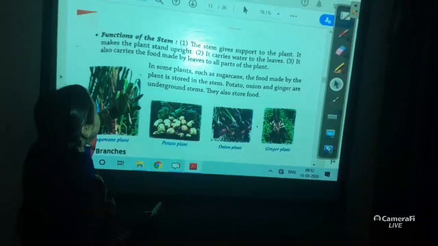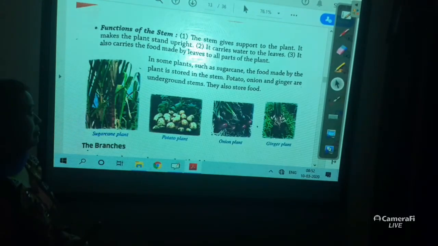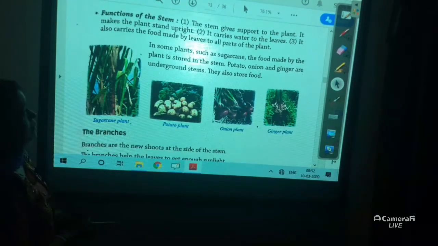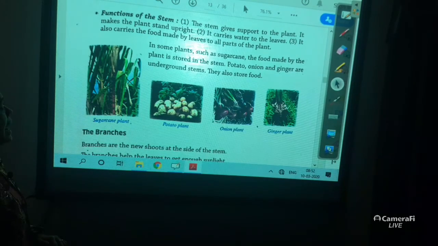Now we will learn the function of the stem. Number 1, the stem gives support to the plant. It makes the plant stand upright. मतलब देखो रूट भी सपोर्ट करते हैं, लेकिन रूट मिट्टी के नीचे से सपोर्ट करते हैं प्लांट को. The root supports from the underground of the plant, and the stem gives support to the plant above the ground. It makes the plant stand upright.